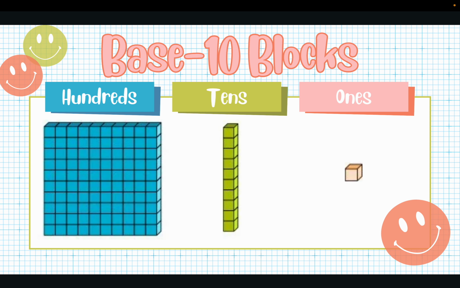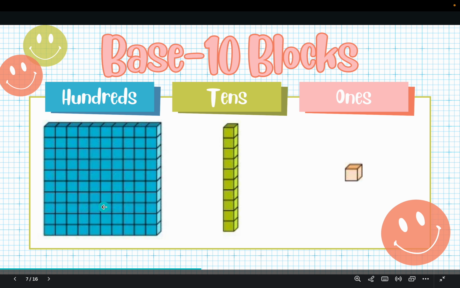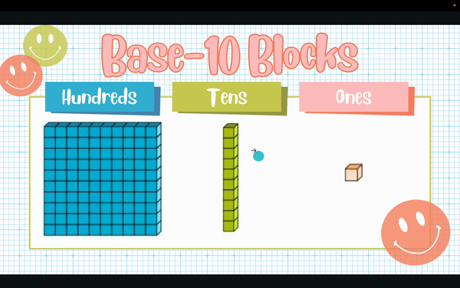Now we have our base 10 blocks. Our base 10 blocks are ways we can model numbers or we can draw them out. So we have ones, tens, and hundreds. Our tens is equal to 10 of our ones, and our hundreds are equal to 10 of our tens. When we draw them out, I like to do a dot for my ones, a line for my tens, and a square for my hundreds. These are our base 10 blocks. It's an easy way to represent numbers.